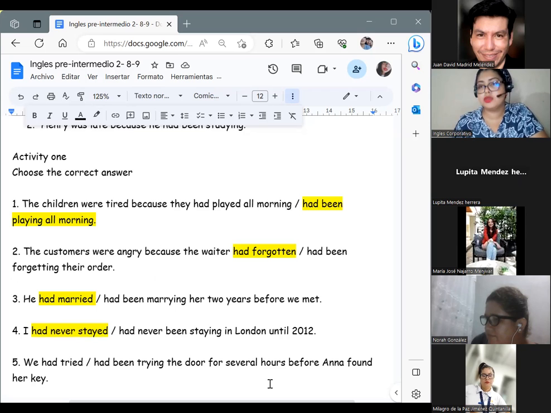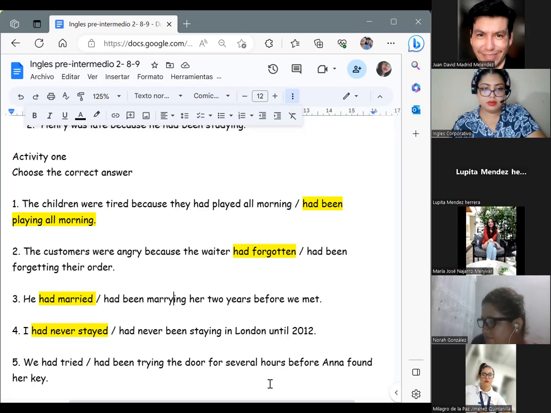The next one. The last one also. We had tried the door for several hours before Anna found her key. We had been trying the door for several hours before Anna found her key. Habíamos estado tratando, o en este caso, habíamos tratado de abrir la puerta por varias horas antes de que Anna encontrara su llave. O habíamos estado tratando de abrir la puerta por varias horas antes de que Anna encontrara su llave.